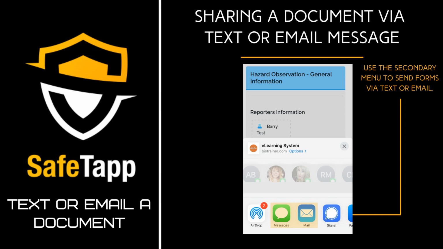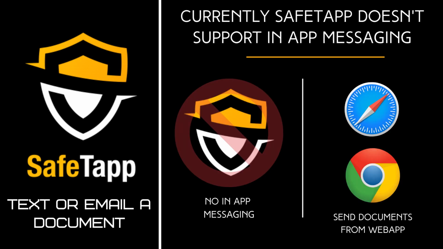Before we begin, it's important to understand a couple of facts. 1. Sharing of digital forms and documents can only be done from the web app. SafeTap cannot currently send documents via text message. We are looking further into this in SafeTap version 2, which is currently in development. However, if you've started a document in SafeTap, you can save it, open it in the web app, and forward it from there. Let's do a quick demonstration.